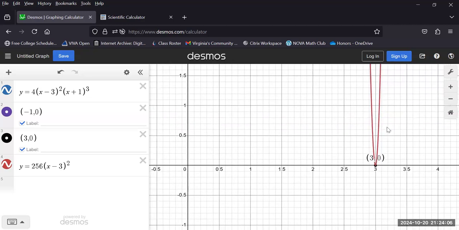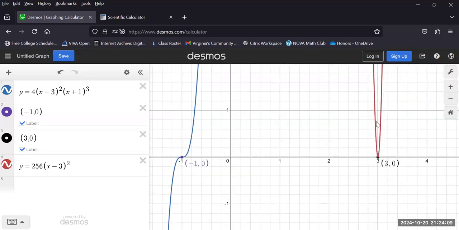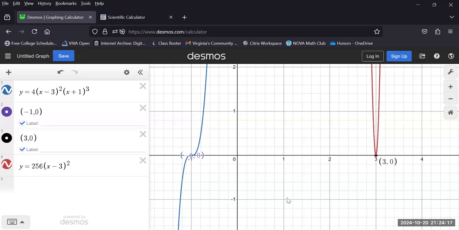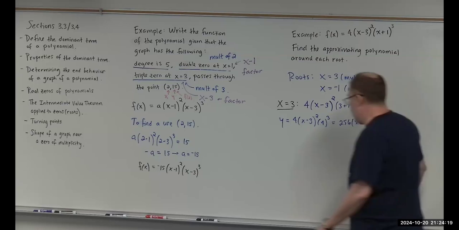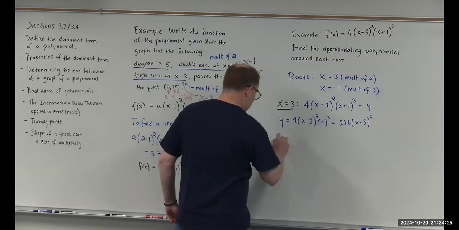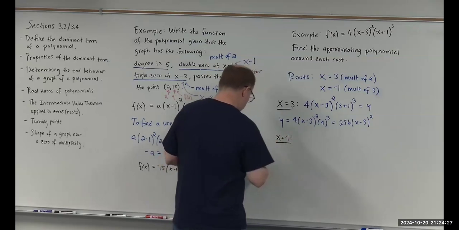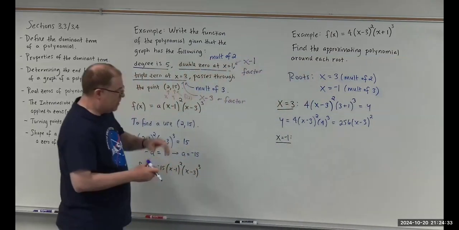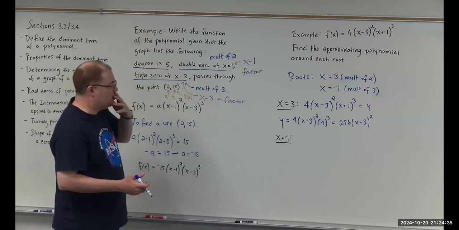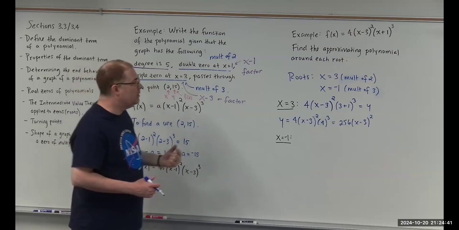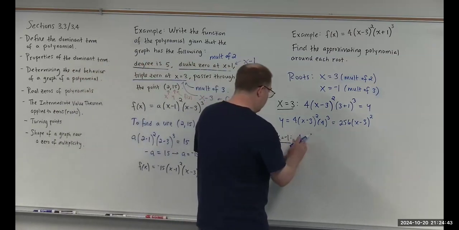Okay, so this is basically just approximating this polynomial in this region. All right, let's do the other one. The other root was x equals negative 1. So again, you're not evaluating the function at the point, because obviously you're going to get 0. So what you do is plug that value into the other factor.